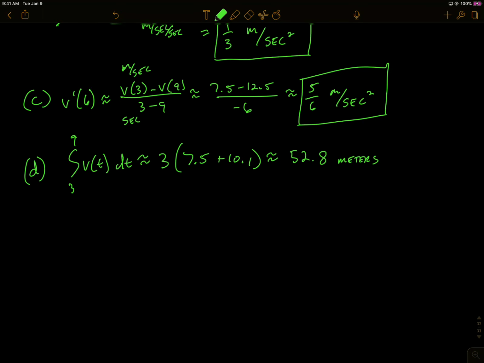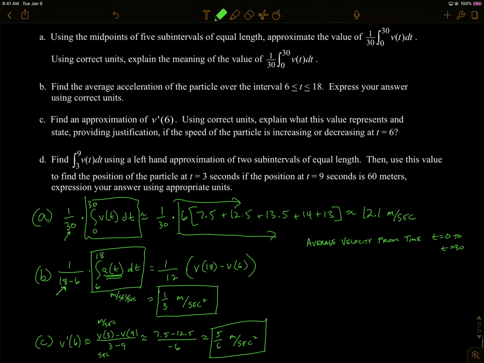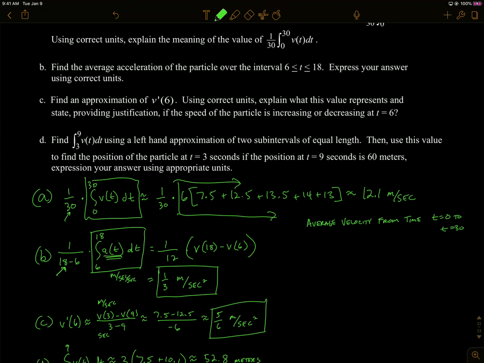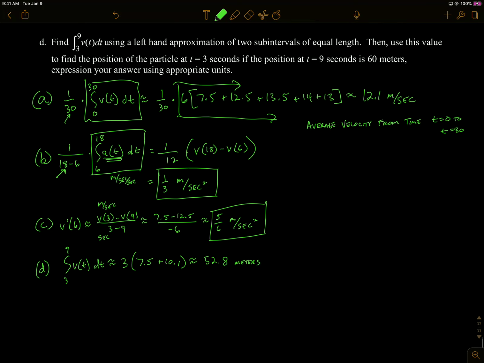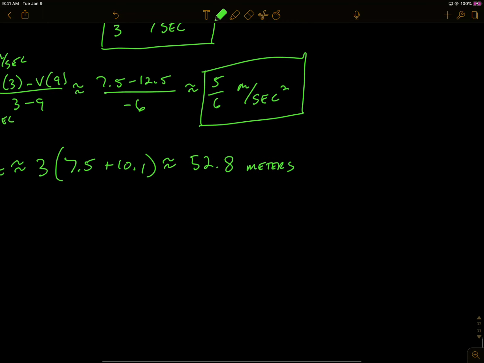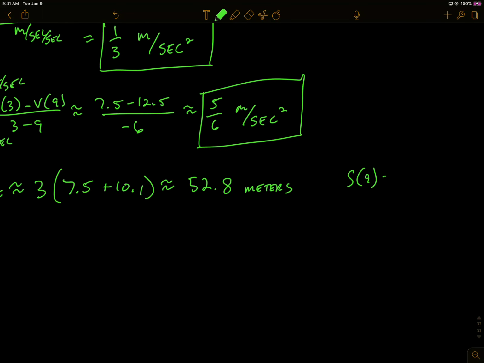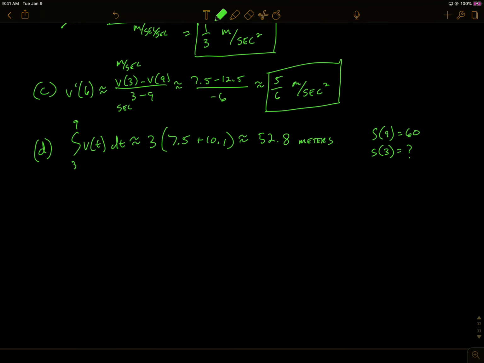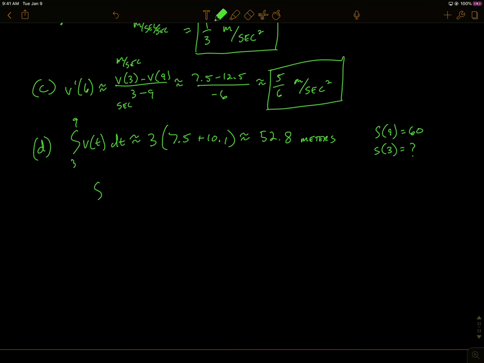So what do they want us to do with that? Use the value to find the position of the particle at t equals 3 seconds if the position at 9 seconds is 60. So they're telling us that the position at 9 seconds is 60, and they want us to find the position at 3 seconds. So the integral from 3 to 9 of the velocity is equal to the position at 9 minus the position at 3, and we just estimated that to be 5.28 meters.